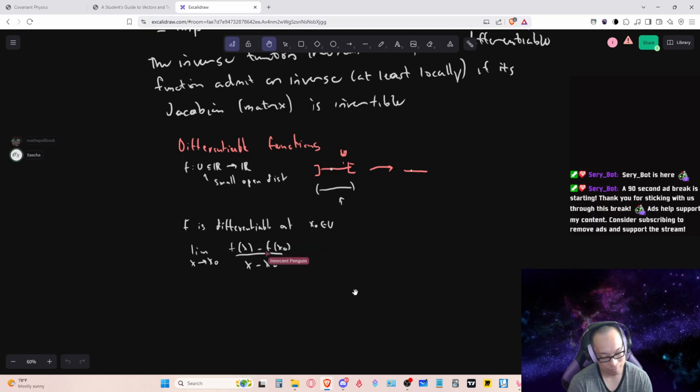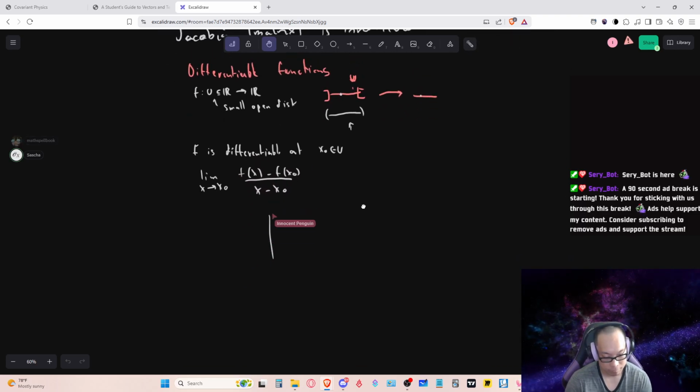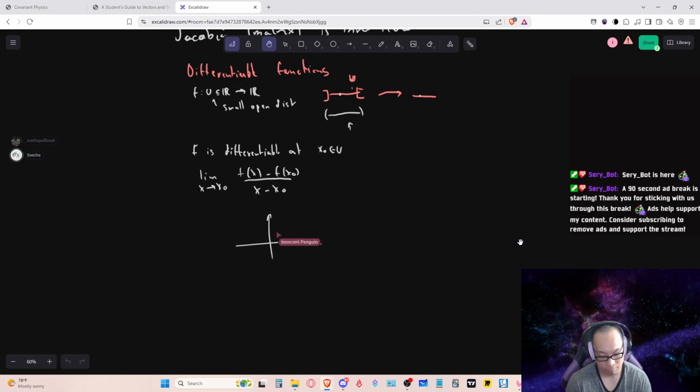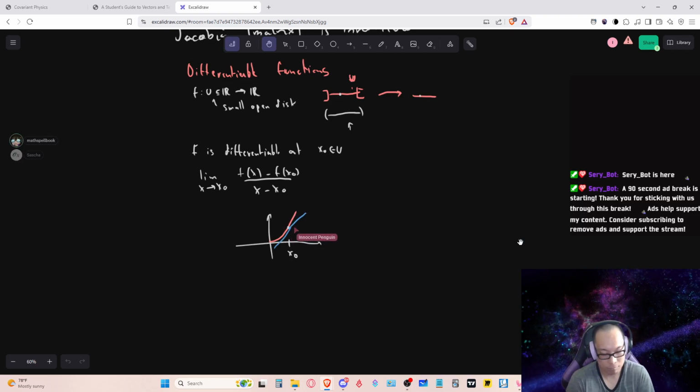And the idea of a function being differentiable is that, okay, let's maybe just graph the graph of such a function. It would look something like that. I don't know, maybe I can draw a parabola or something. And maybe this is our point x0. The idea is that at the point x0, we can approximate the behavior of the function by some line, the tangent line.